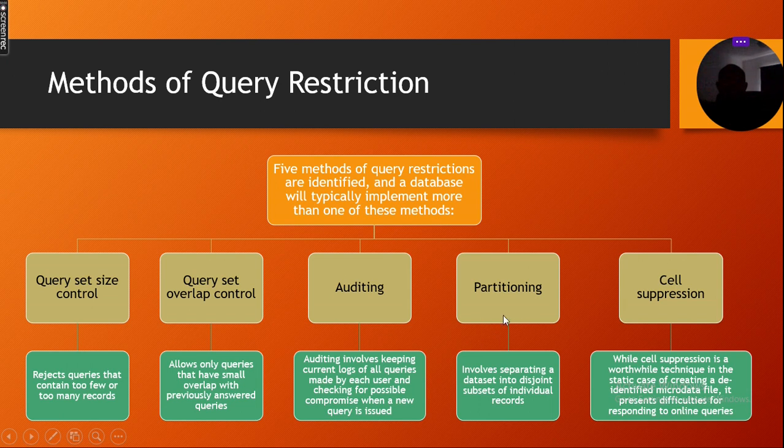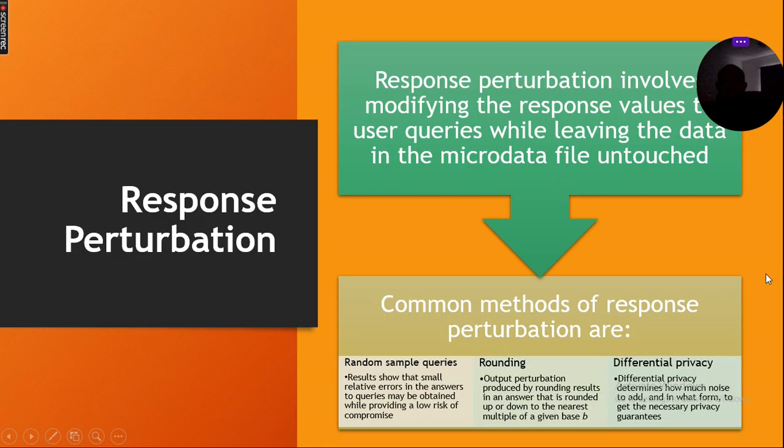Then the fourth method is partitioning. Partitioning involves separating a data set into disjoint subsets of individual records, as you create another small one under the main one. Then the fifth method is cell suppression. Cell suppression is a very worthwhile technique in the static case of creating the de-identified microdata file. It presents difficulties for responding to online queries, so it makes it difficult for those who want to attack the system.